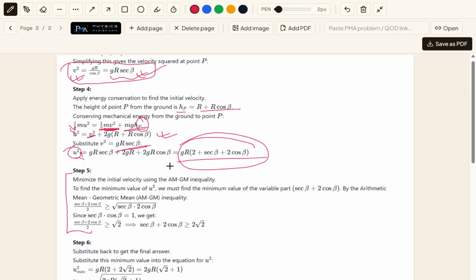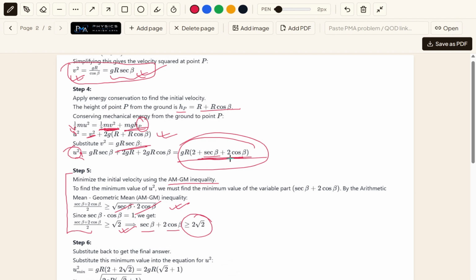directly we can apply the AM-GM concept, right? This is a very handy result to find the minimum value. In mathematics, in algebra, you have already studied, right? The arithmetic mean is greater than or equal to the geometric mean. So I'm taking sec beta and 2 cos beta as two numbers. The arithmetic mean of these two numbers, (sec beta plus 2 cos beta) by 2, is greater than or equal to the geometric mean, which is the square root of sec beta into 2 cos beta, right? And from here, sec beta cos beta is 1, right? So we are getting greater than or equal to root 2. So finally, sec beta plus 2 cos beta is greater than or equal to 2 root 2.